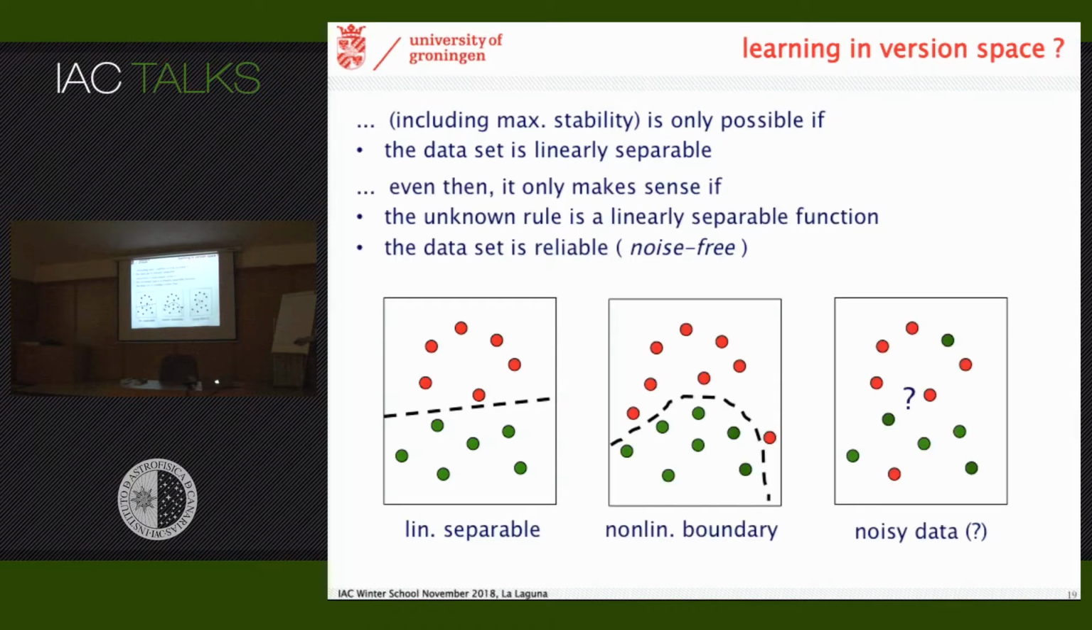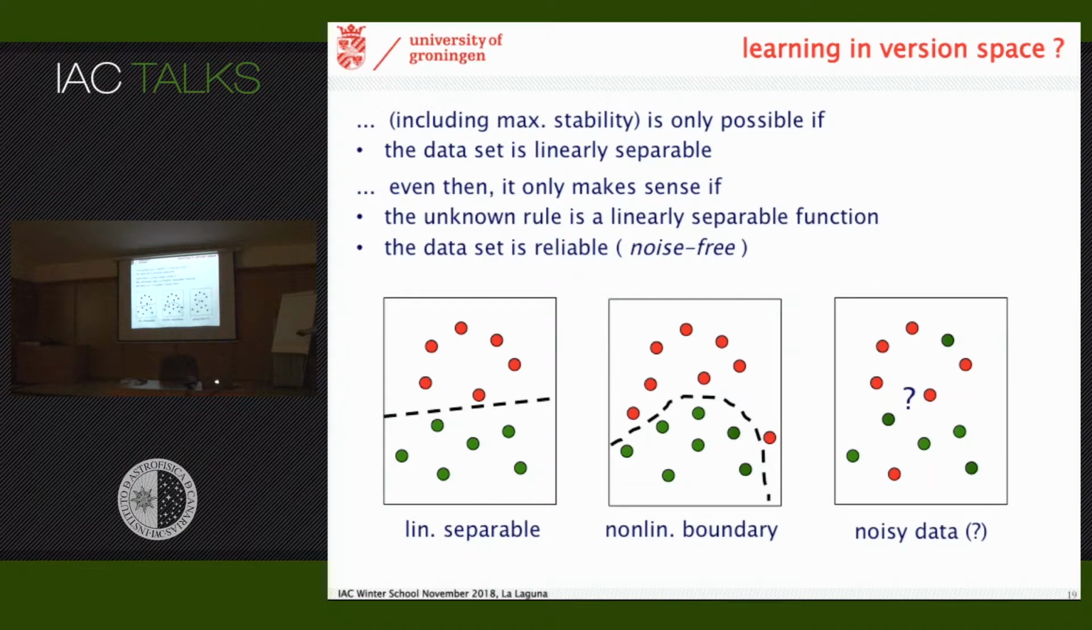That's clear. Well, but what if the unknown rule is a linearly separable function? That might very well be, but the data set has some examples which are mislabeled. So in principle it's the same data, but this one and that one here have been mislabeled, and now there's no linear separation in my data set. And I'm lost. I cannot apply the perceptron algorithm, it won't find a solution because there is no solution. And I can't do maximum stability because it doesn't make sense.